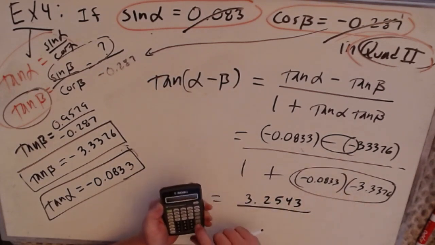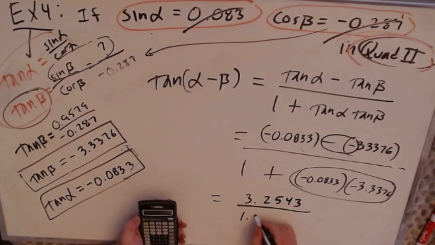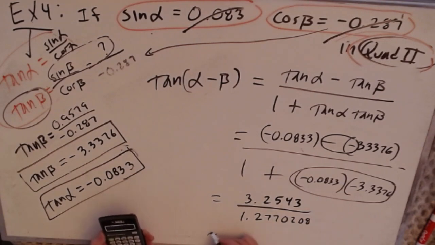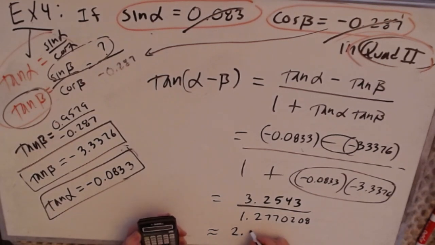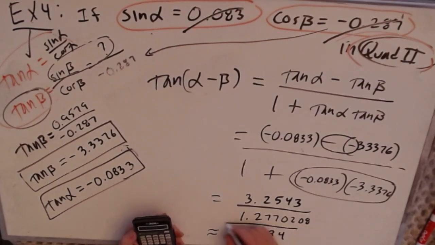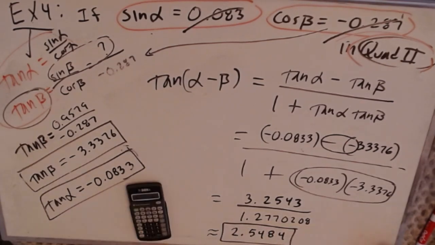And then you're going to add 1. So your denominator is 1.2770208. I'm going to keep it and then round it at the end. So 3.2543 divided by 1.2770208. You probably could have rounded sooner. I just wait till the end. So you get 2.5484. I'm rounding to 4 decimal places.